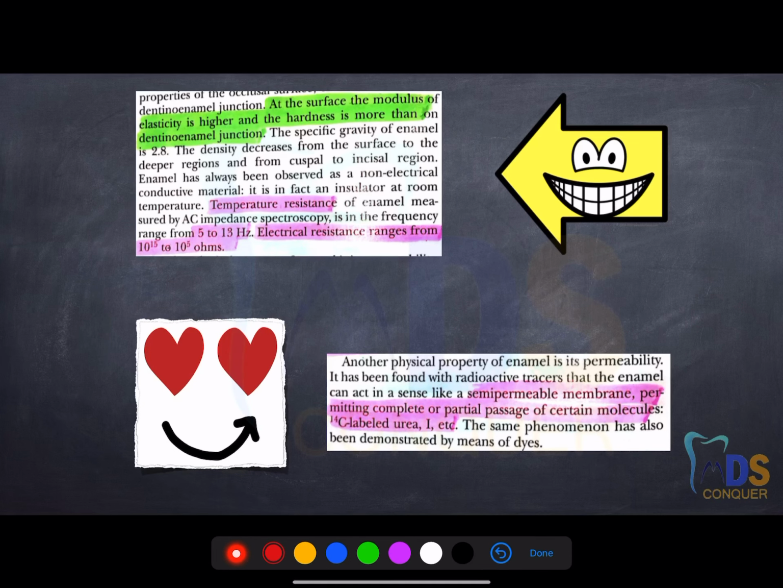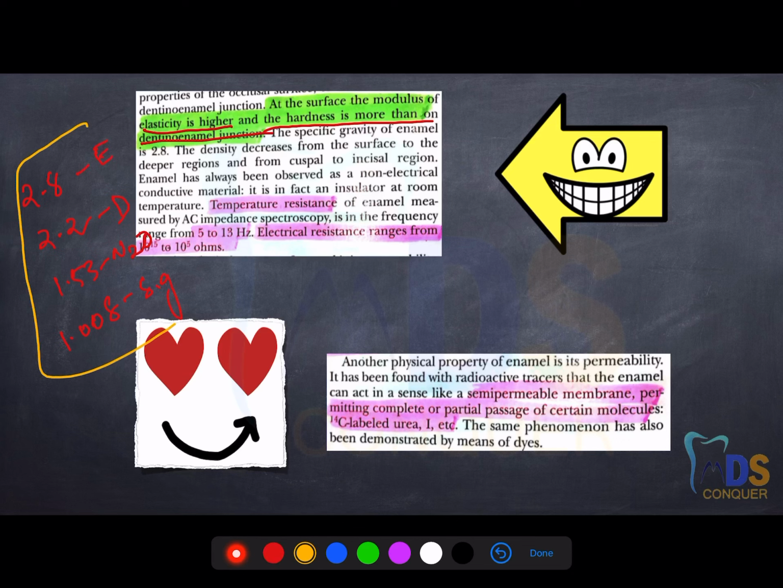Next are the underlying properties; just go through them. At the surface, the modulus of elasticity is higher. The hardness is more at the dentino-enamel junction. The modulus of elasticity is higher at the surface, and the specific gravity values are important. It's 2.8 for enamel, 2.2 for your dentin, and 1.53 for your nitrous oxide. Saliva is 1.008. All these specific gravity values are important to make a note.